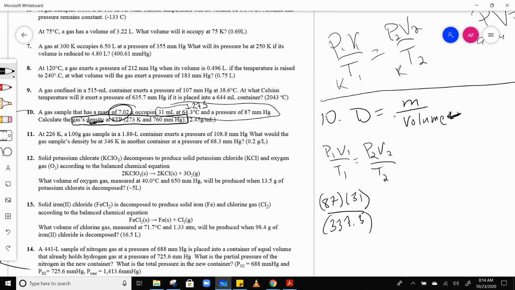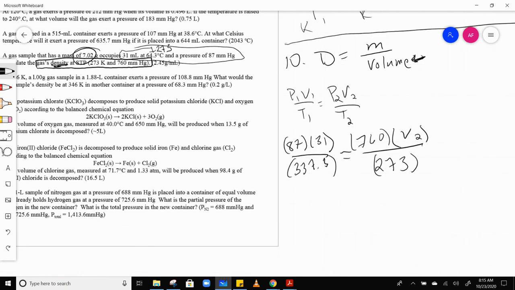But anyway, so we have P1V1 over T1 equals P2V2 over T2. So the second pressure is 760. The new volume, we don't know. That's what we're going to be looking for. And then the new temperature is 273. Okay. And then now we're going to solve for V2.